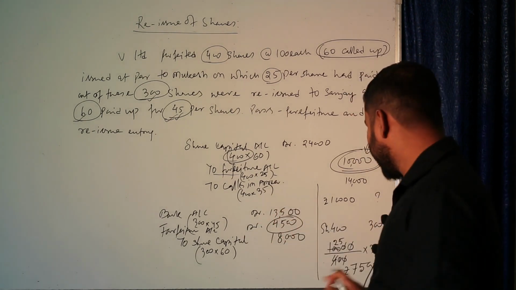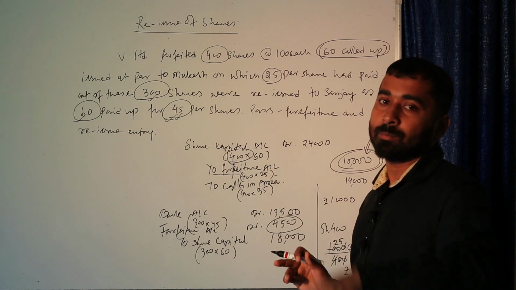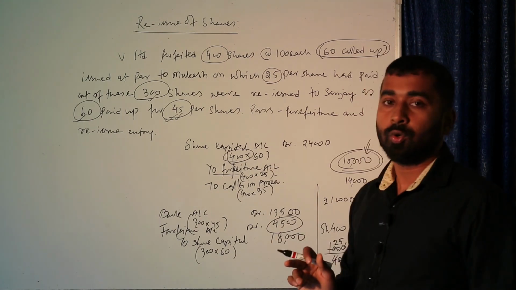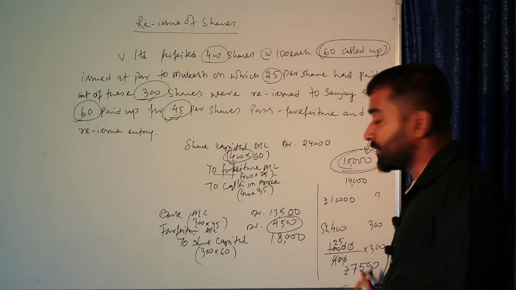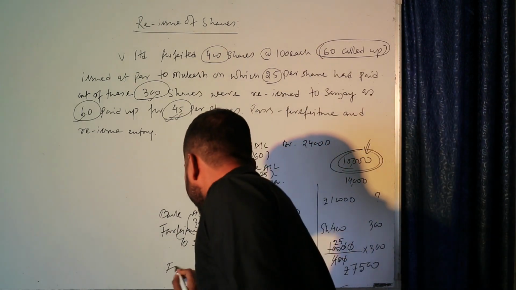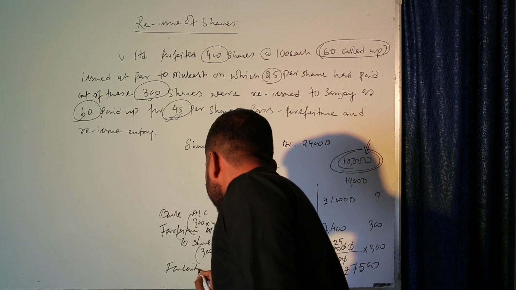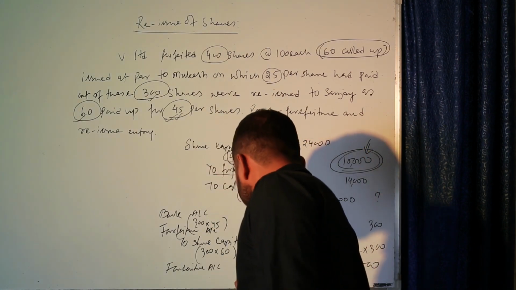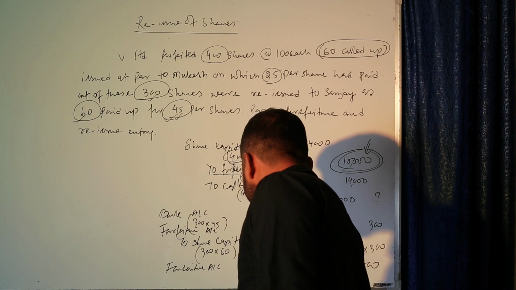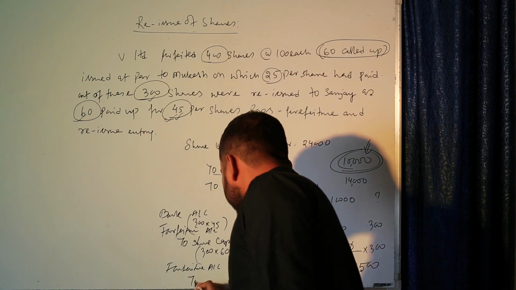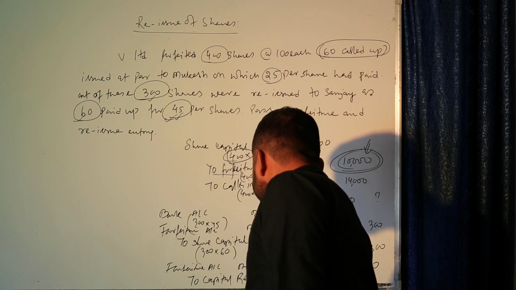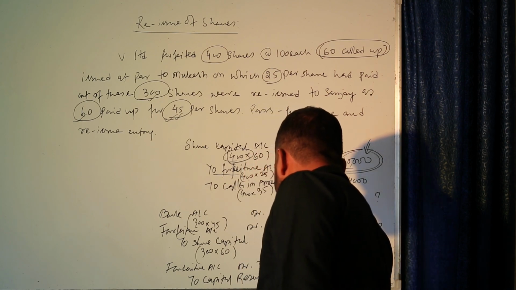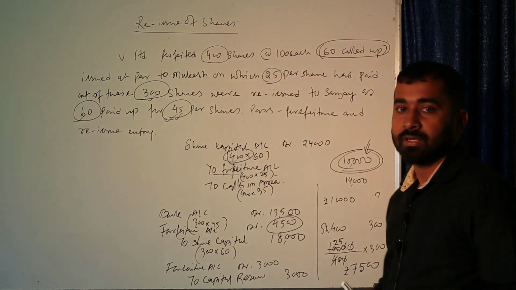Now out of 7,500 I have used 4,500. How much money is left? That I can say is the company's profit, and I can transfer it to capital reserve. If you check, 3,000 rupees is left. So forfeiture account debit 3,000 rupees to capital reserve. So this will be the company's capital profit, 3,000 rupees. I hope you understood.